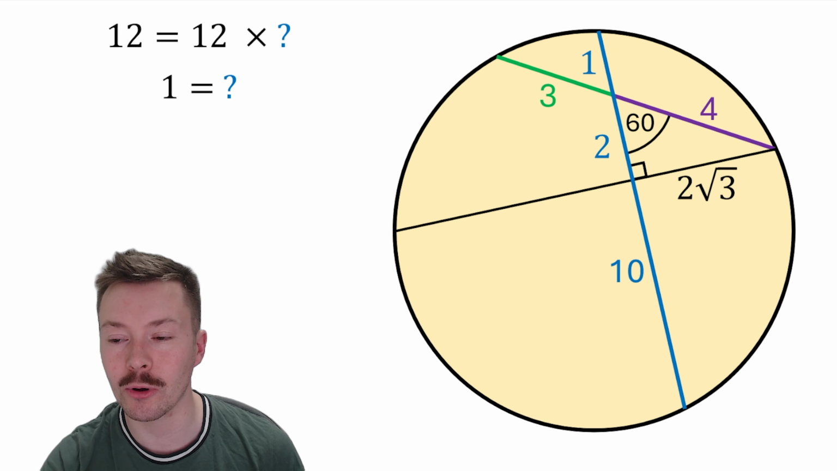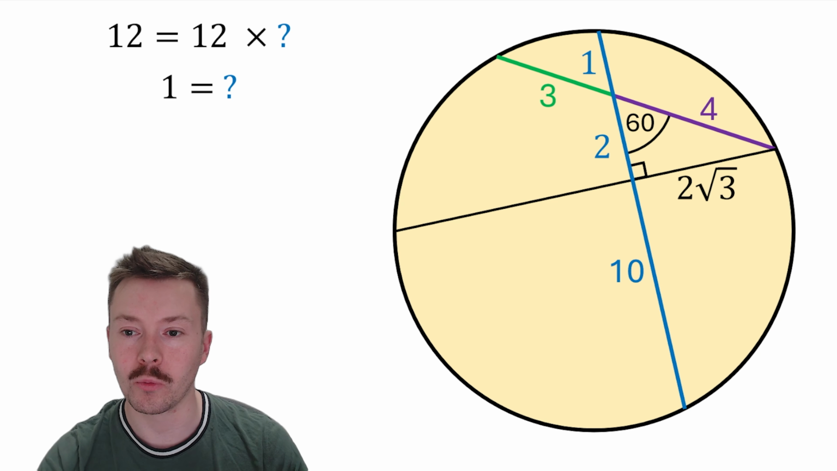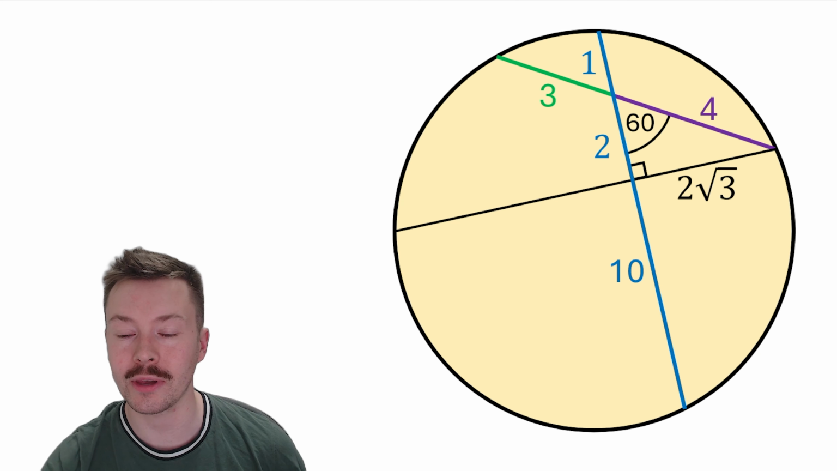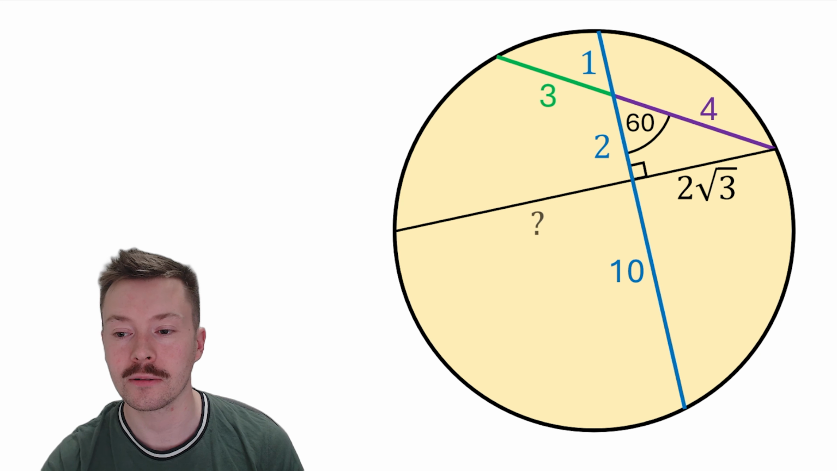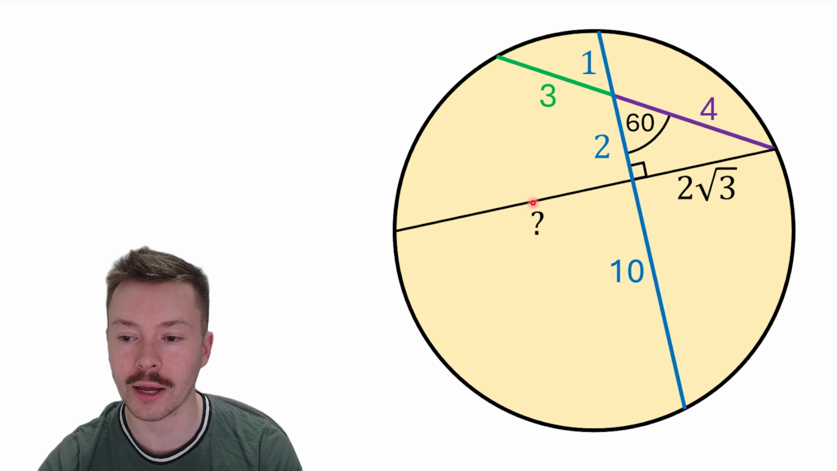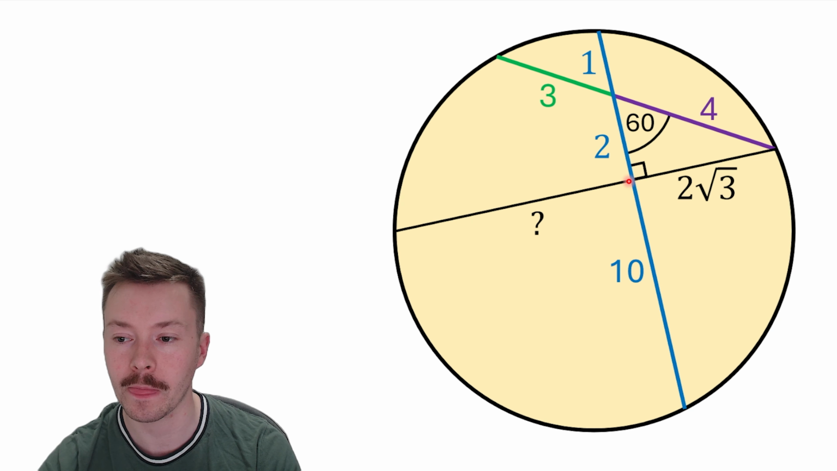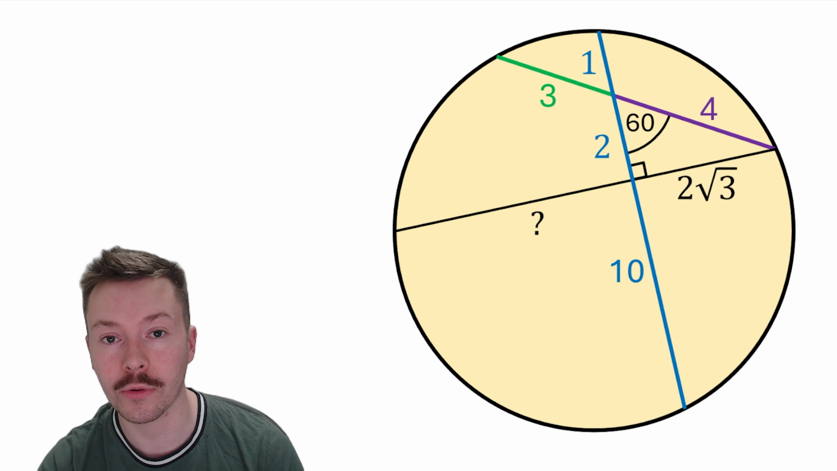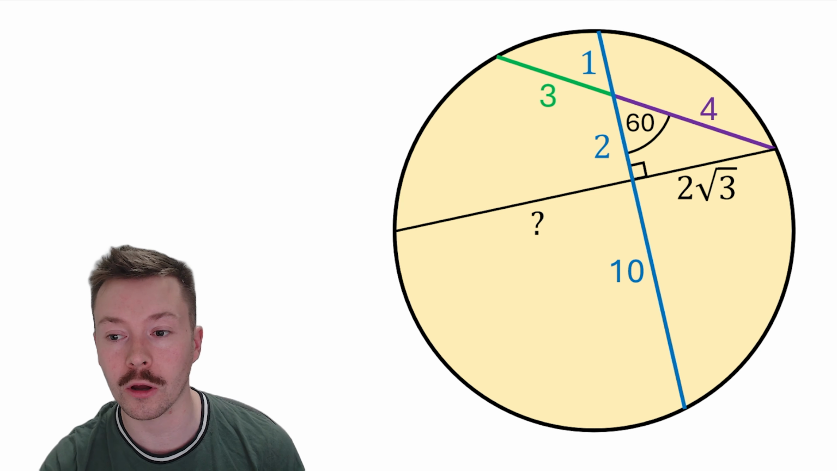Now we're going to do a very similar thing, and we're going to use the one we've just worked out to work out this length here, this question mark, the remainder of that black chord. We're going to use exactly the same principle here, the intersecting chord theorem, except this time it's with the blue chord and with the black chord.